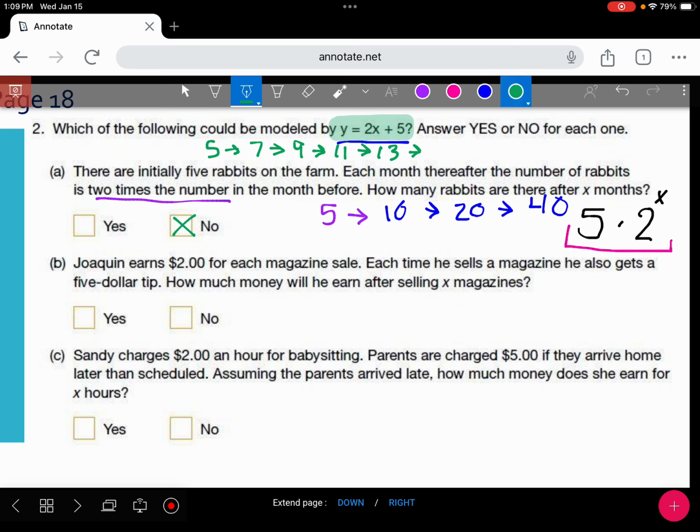So let's look at B. What do we think? Does this one match this equation? If he gets $2 for every magazine sale, and every time he makes a sale, he gets a $5 tip.